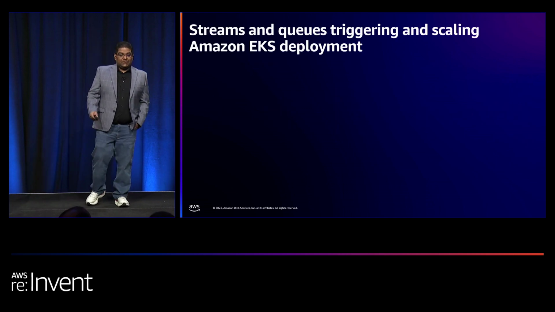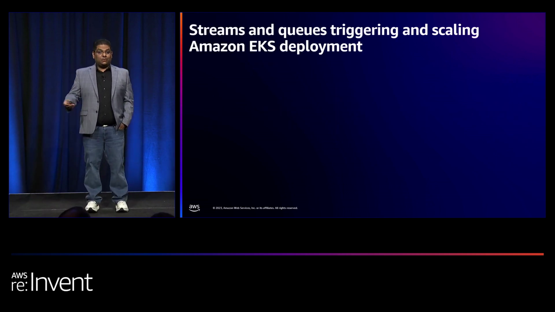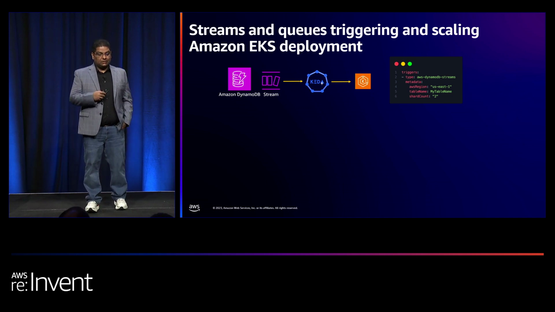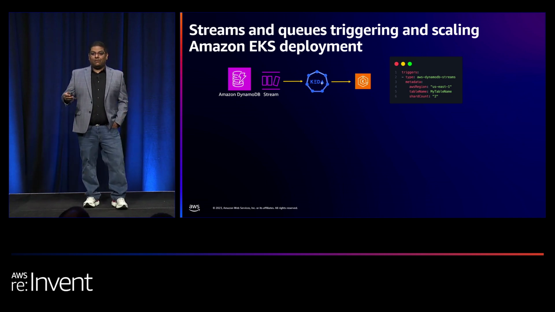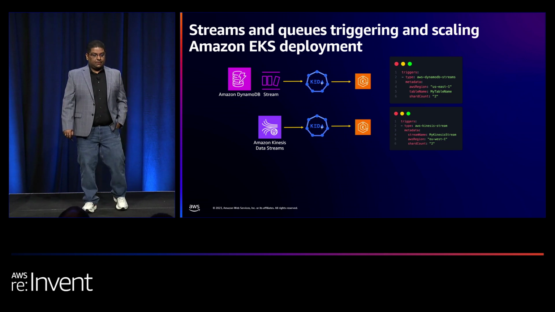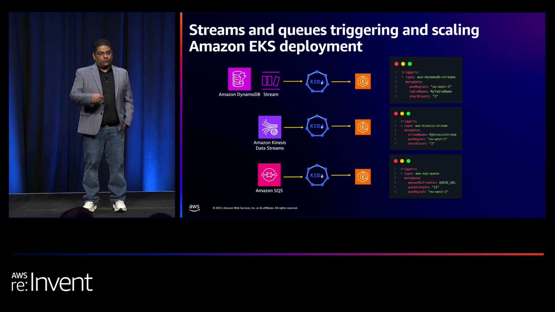How do you have streams and queue scaling an EKS deployment? We saw that with the SQS queue. You can do the same thing with DynamoDB streams using KEDA. This is how it will look: the scaled object with the trigger shown as AWS DynamoDB streams instead of SQS queue. And you can say that when my shard count is 2 or more, I want to scale. Same with Kinesis data streams, based on the shard count. And what we saw was SQS in the previous example. So all of these are scaled objects.